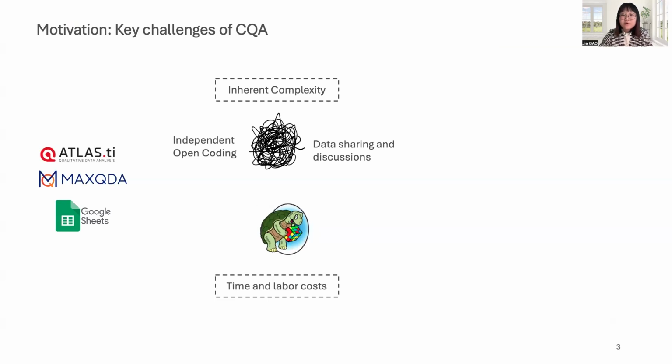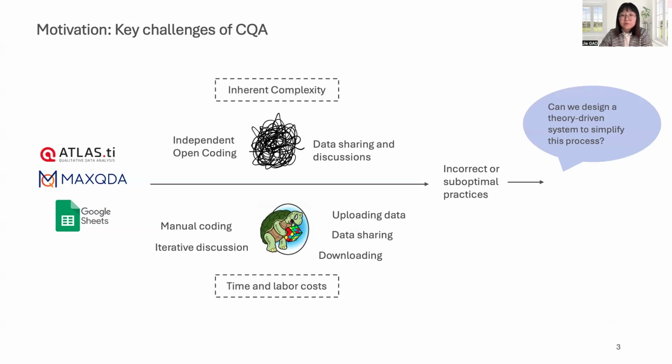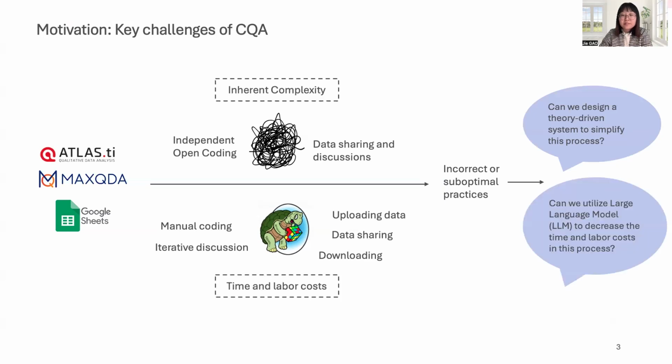The entire CQA process involves multiple rounds of manual coding and iterative discussion, coupled with tasks like uploading, data sharing, and downloading. Unfortunately, existing coding software is not designed to accommodate this need. This mismatch between the process and available tools could potentially lead to incorrect or suboptimal CQA practices. Therefore, two crucial questions arise. Can we design a theory-driven system to simplify this process? Can we leverage large language models to decrease the time and labor cost?